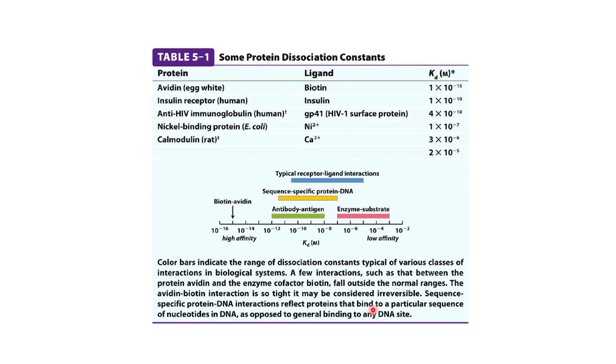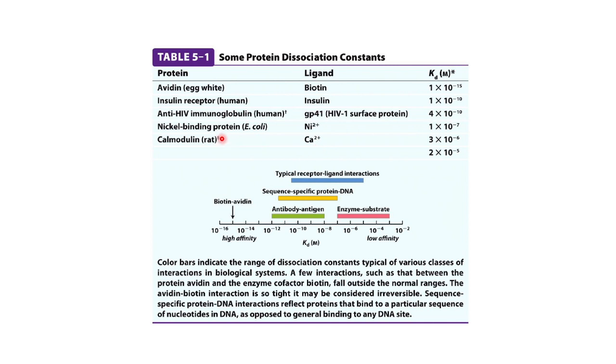These are some of the Kd values of different proteins and ligands, and how tightly or weakly they bind. If we look at the first protein, avidin with the ligand biotin, it has a Kd value of 10 to the power minus 15 molar. Then human insulin with its receptor has a Kd of 10 to the power minus 10 molar. Then anti-HIV immunoglobulin for humans with the gp41, that is the HIV-1 surface protein, has a Kd value of 4 into 10 to the power minus 10 molar.